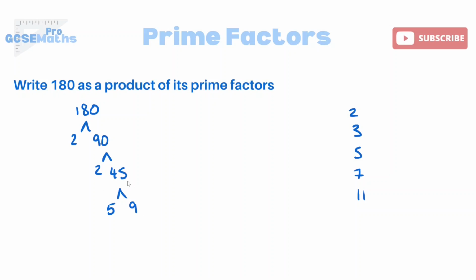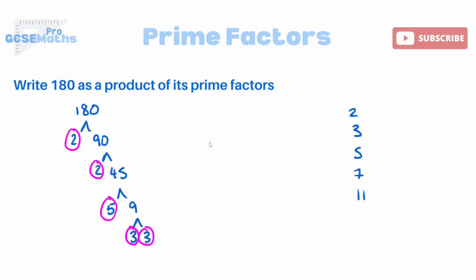Obviously there are other prime factors that go into 45, such as 3. You might get 3 and 15. That's also fine because at the end, it doesn't matter which order you get the numbers in, we're still going to get the same answer. So 9 is 3 and 3. I've got 2, 2, 5, 3 and 3.